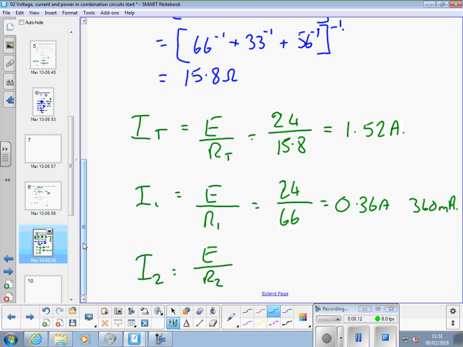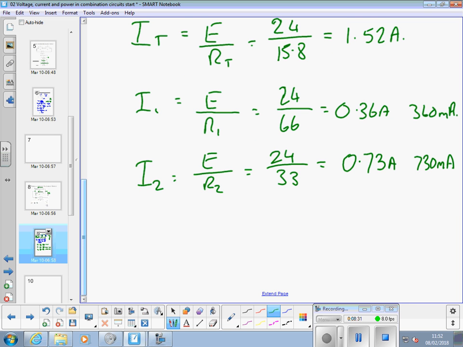E over R2, 24 over 33. And lastly, I3, 24 over 56. 0.42, but 0.43.